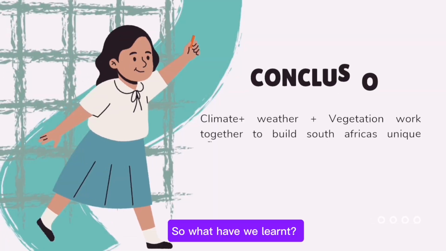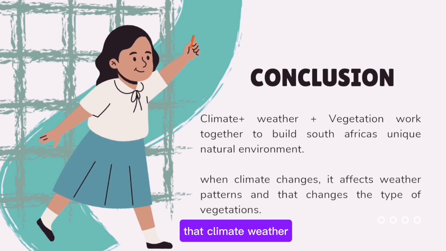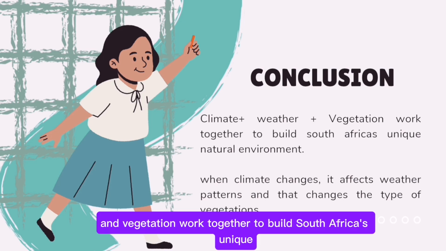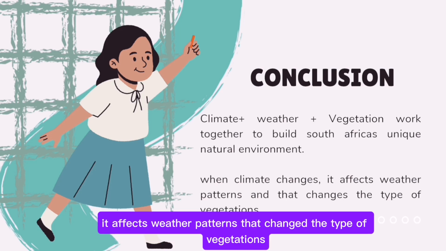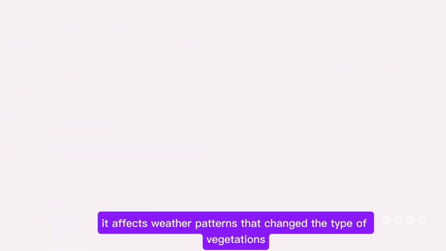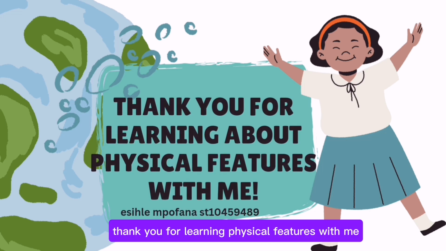So, what have we learned? That climate, weather, and vegetation work together to build South Africa's unique natural environment. When the climate changes, it affects weather patterns that change the type of vegetation. Thank you for learning physical features with me.